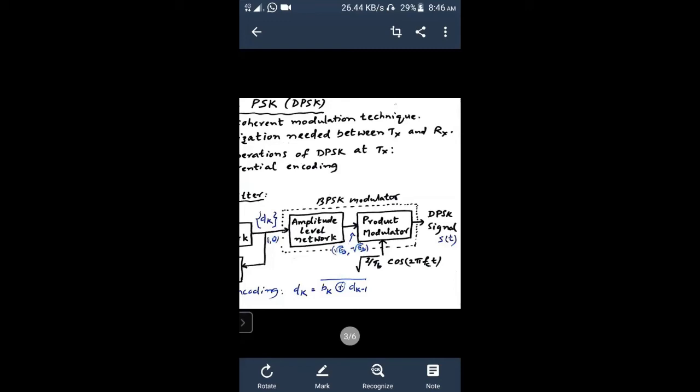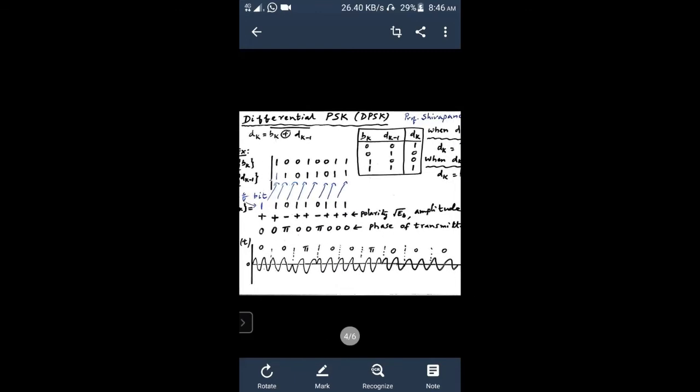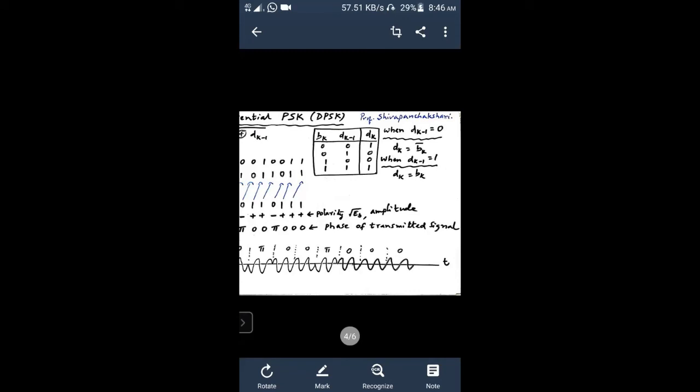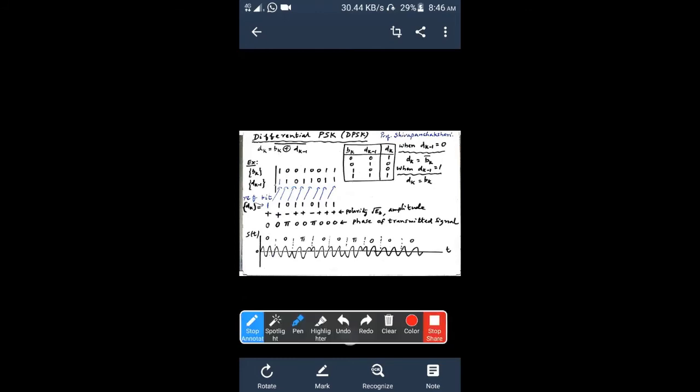Keeping this in mind, I have shown here the phase of the transmitted signal. Read that one: phase of the transmitted signal, that is the output of the DPSK. What are the phases? Whenever there is bit 1 here, the phase is 0, which means the carrier signal remains the same. Whenever there is 0, the phase is pi. Pi means 180 degrees, which means the amplitude is negative. That's how it is written.